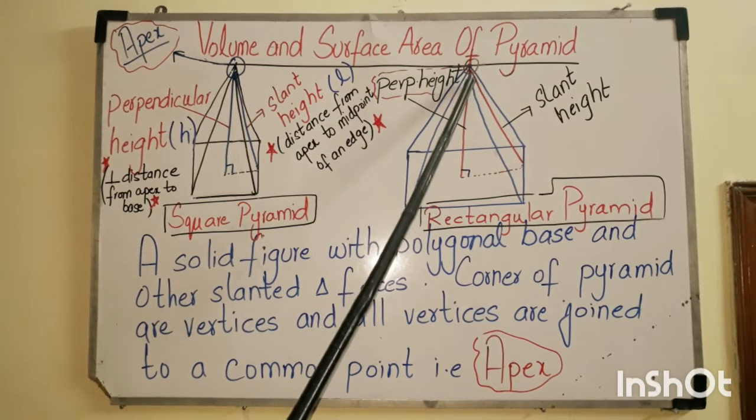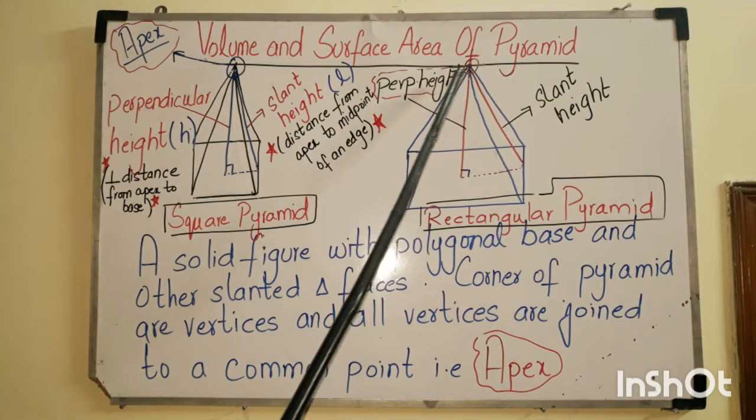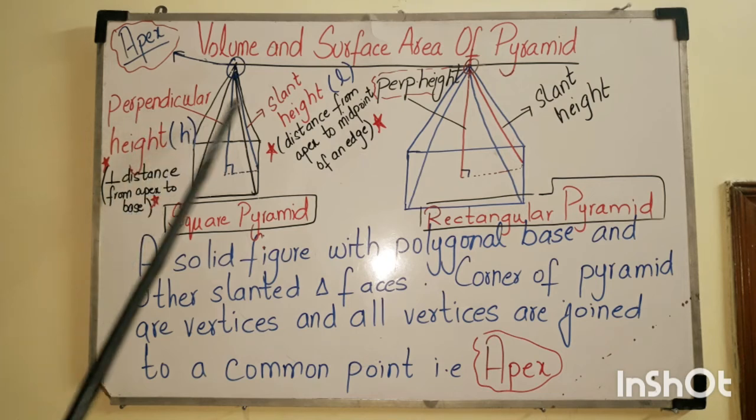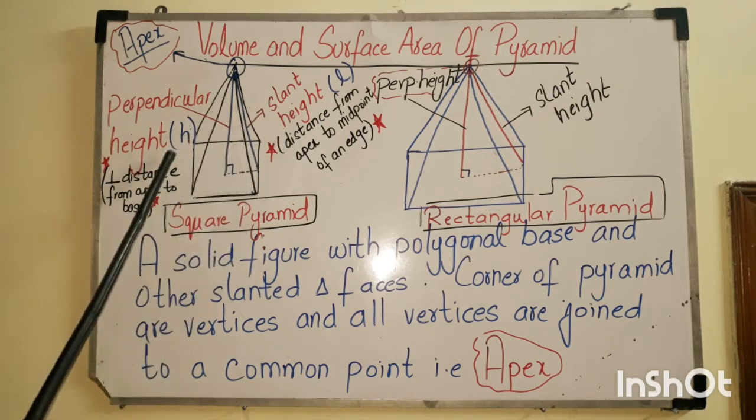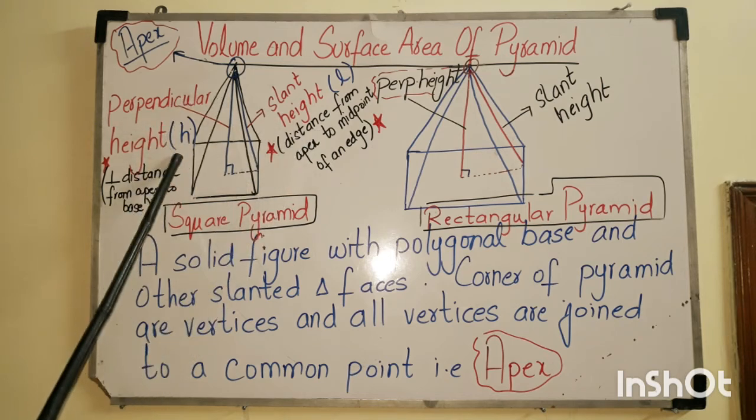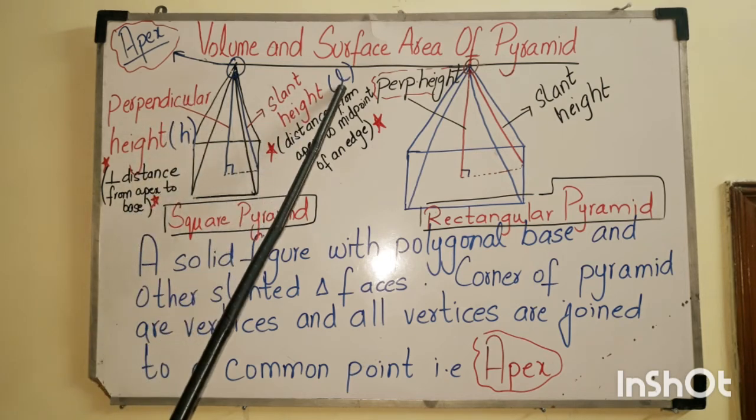So what is an apex? Apex is the common vertex which joins all the rest of the vertices and all the corner points of the base we have. So this is all about the pyramid we have. And the other two important components of the pyramid are the perpendicular height and the slant height. What is the difference between the perpendicular height and the slant height? Perpendicular height is represented by h, slant height is represented by L.